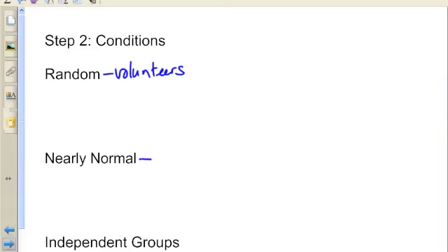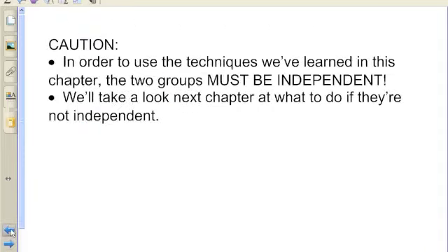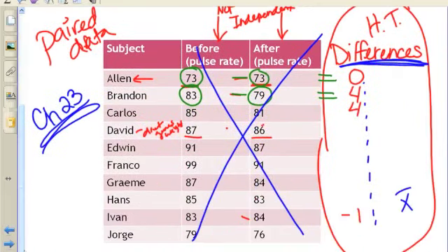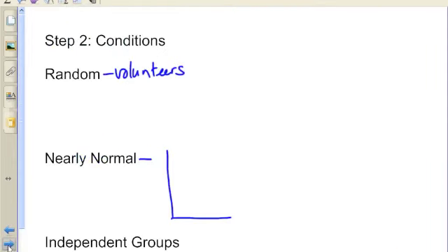Nearly normal. I need a histogram. But Ms. Curtis, there are 2 sets of data. Don't you need 2 histograms? No. Remember, those 2 sets of data, they don't exist anymore. I only care about the differences. And so when I create my histogram, I'm creating a histogram of differences. Oh, this is weird.